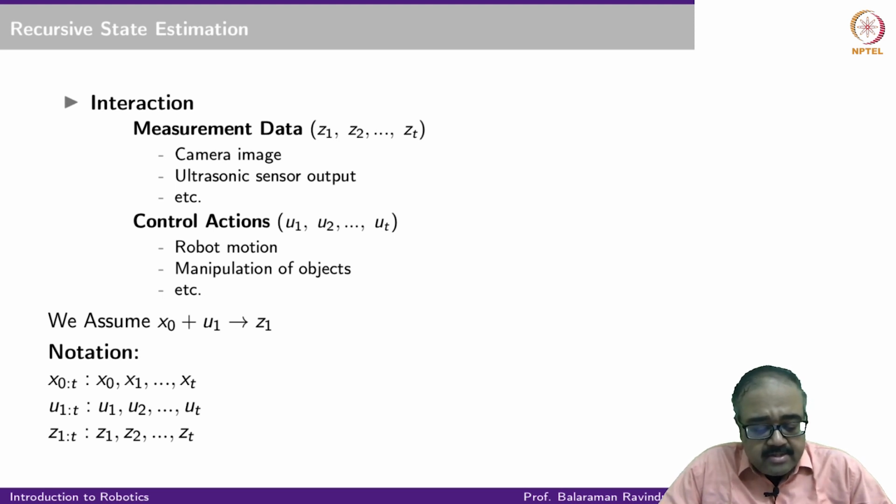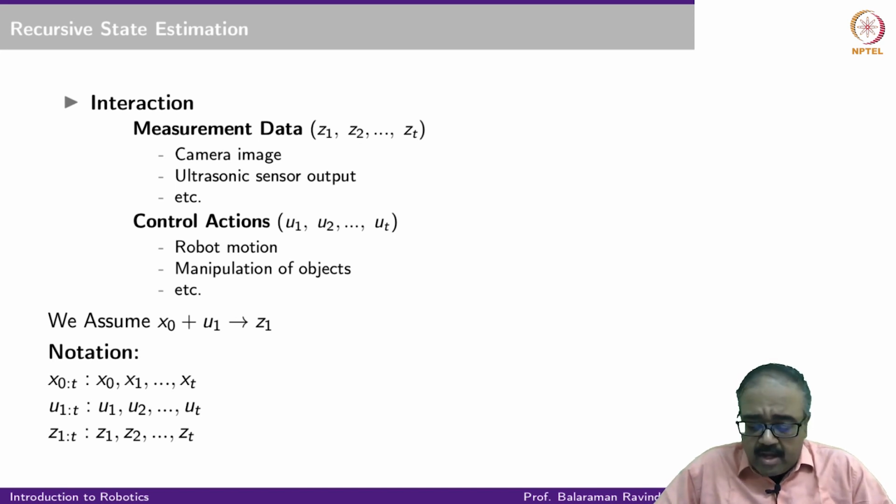And the notations are as follows. When I want to denote an entire sequence x0 to xt, I'll use x0 colon t. Just remember that. Okay, and likewise u1 colon t and z1 colon t to denote the entire sequence. It could start from anywhere and could go till anywhere. It could start from t minus 1 and go to t plus 1 also.